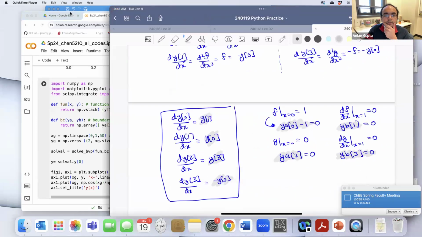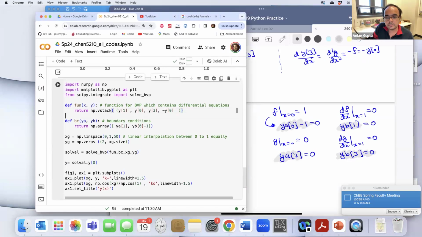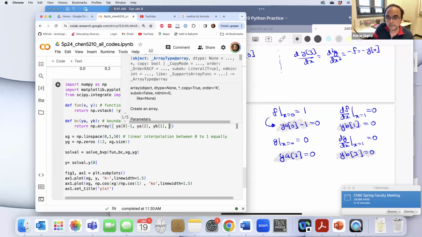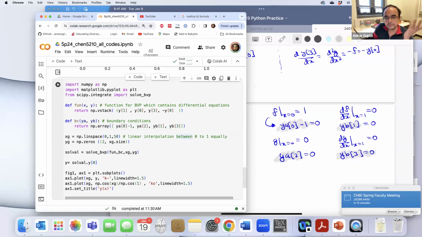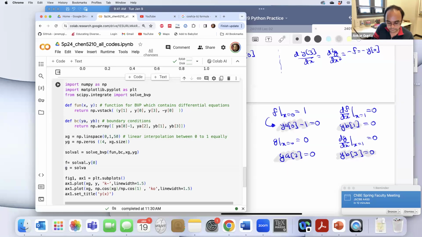Then let's go here. And these are the boundary conditions. So ya of 0 minus 1, then ya of 2, then we have yb of 1, then we have yb of 3. Okay, so these are our boundary conditions. Now we again go from 0 to 1. 50 points is fine. We have now 4 variables because we have y0 to y3. We solve them. So we'll get f as solve while y0, and then we'll get g as solve while y2.